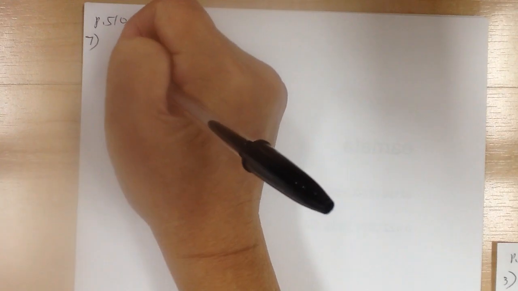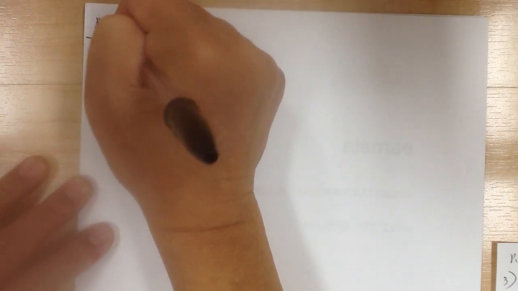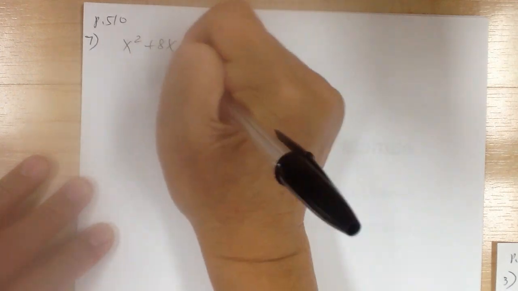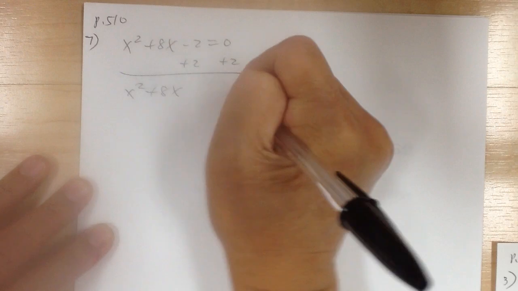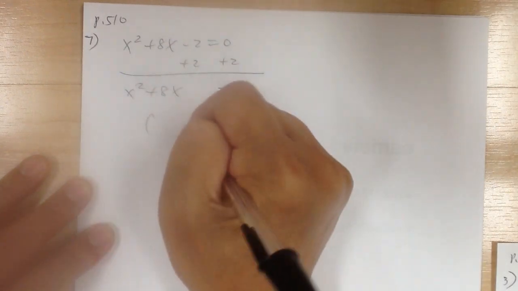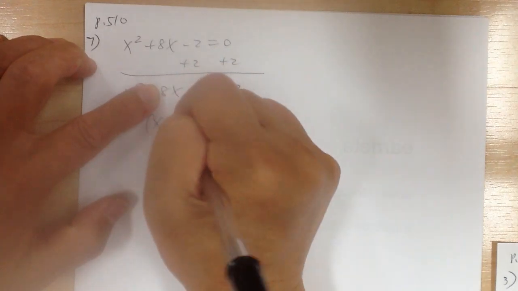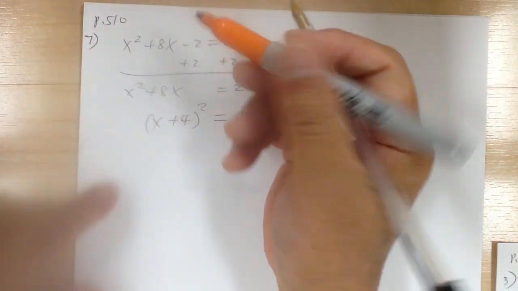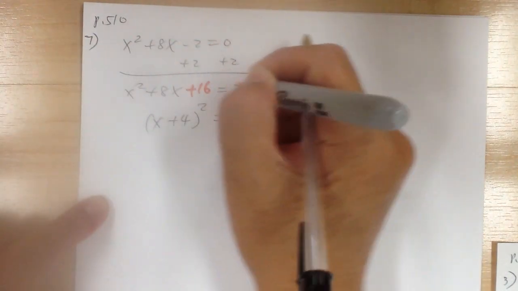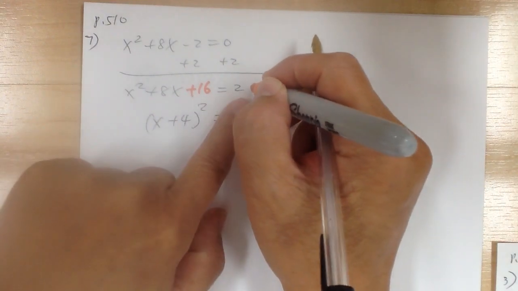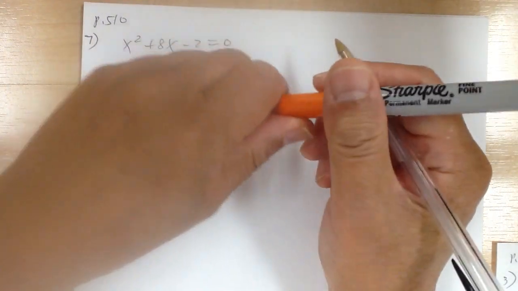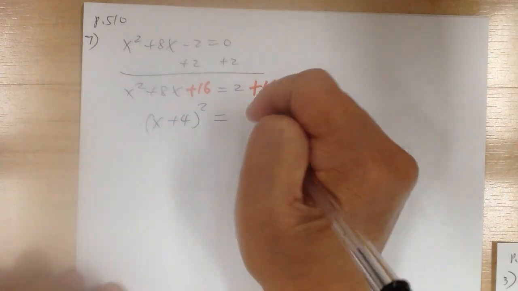Okay, number 7. You have x squared plus ax minus 2 equal to 0. So plus 2 on each side. So get x squared plus ax is equal to 2. Get your template ready. So from here you get x, from here you get plus 4, and from here you're going to get plus 16. And you plus 16 on this side, so you need to plus 16 on the other side. And then you end up with 18.